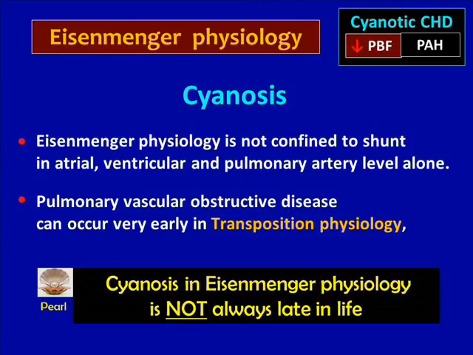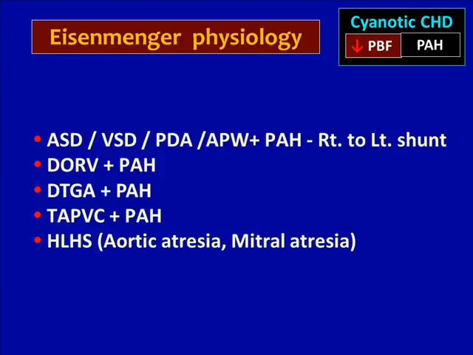Eisenmenger physiology is not confined to shunts at atrial, ventricular and pulmonary artery levels alone. Pulmonary vascular obstructive disease can occur very early in transposition physiology with increased pulmonary blood flow, that is without PS. So cyanosis in Eisenmenger physiology is not always late in life, though it is more commonly so. So Eisenmenger physiology is common to all patients of decreased pulmonary blood flow. Hence it occurs late on development of pulmonary artery hypertension in ASD, VSD, PDA, AP window and also in DORV, DTGA, TA, PVC. But all should have no pulmonary stenosis.